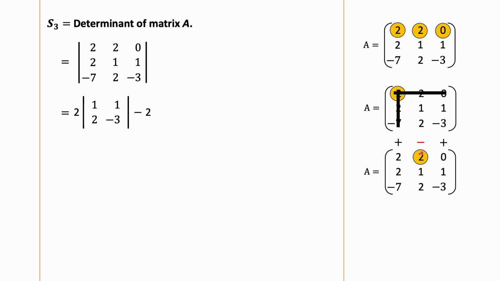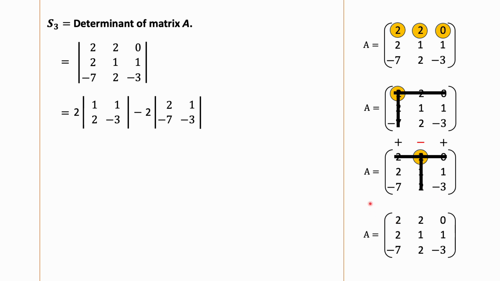Now find the minor of this element 2. Again the procedure is to eliminate the corresponding row and column; the determinant of the remaining 4 elements is its minor. So the determinant of 2 and minus 7, 1 and minus 3. The last one: I am taking the third element 0 here. Now plus 0, right? Now find its minor. Eliminate the corresponding row and column; the determinant of the remaining 4 elements is its minor. So the determinant of 2 and minus 7, 1 and 2. Now I have got these values and I have to solve it.